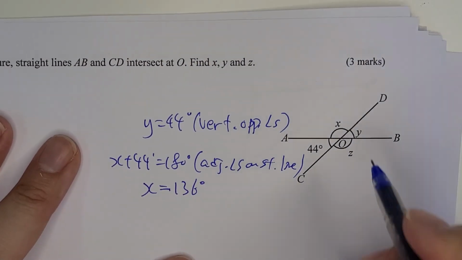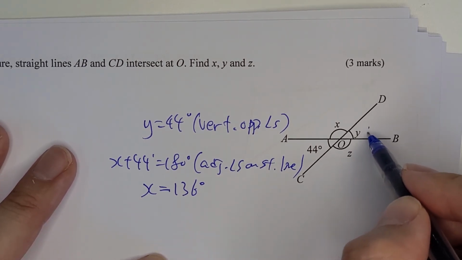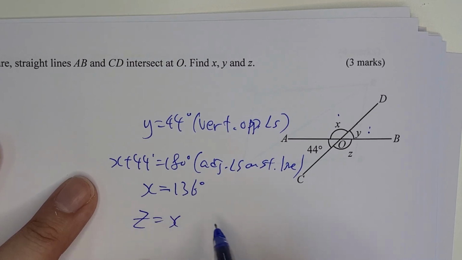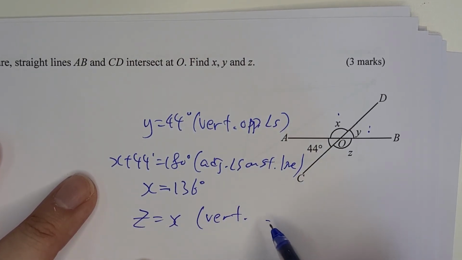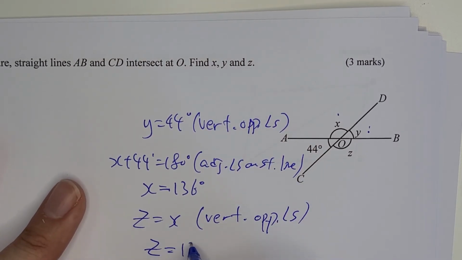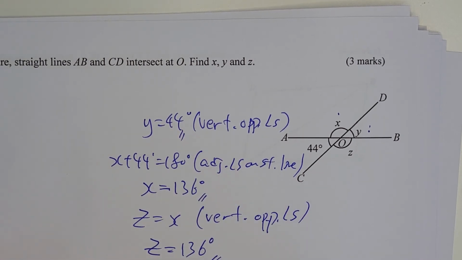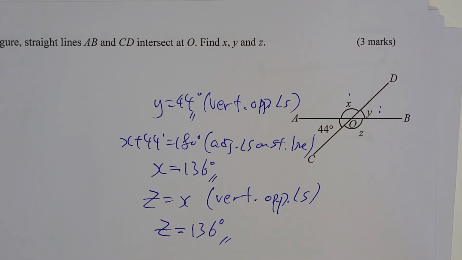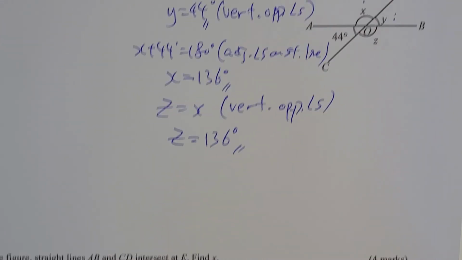When you find one of these, okay, just write it down. 44, 136, and z equals x because vertically opposite angles again. So z equals 136 degrees. So that's the end of this question. That is quite straightforward. Okay. And question number 15.